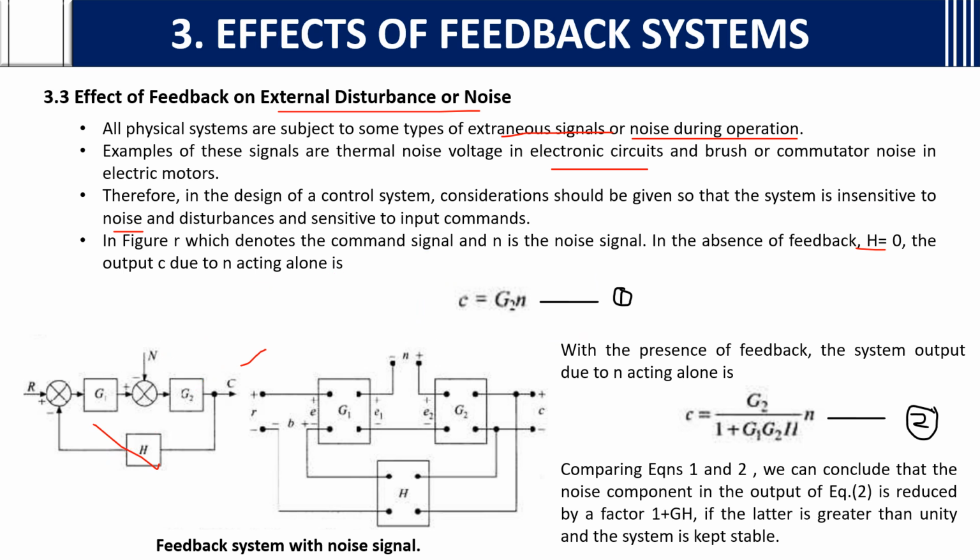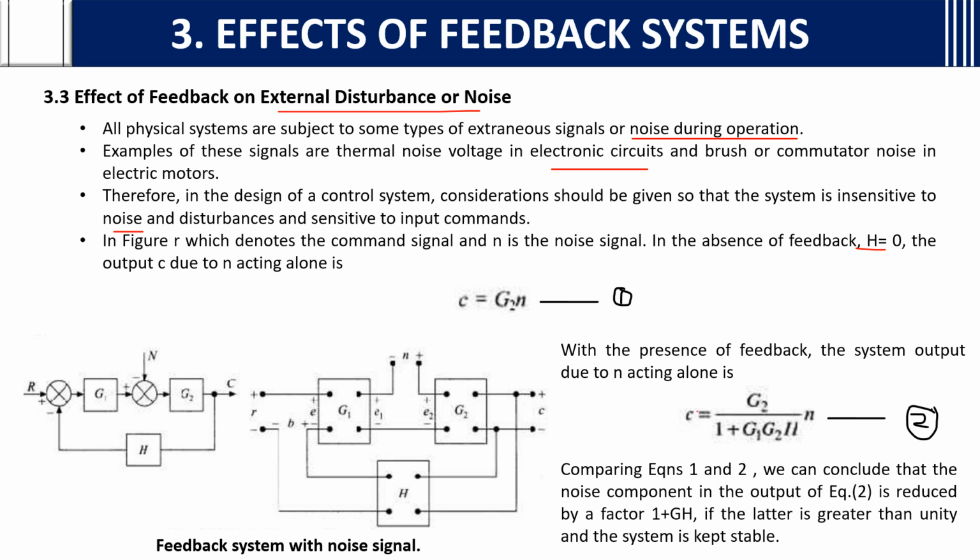Then, with the presence of feedback, the system output due to N acting alone is C equals G2 by (1 plus G1 G2 H) into N. The G2 N is the same for both, but there is also a feedback term present, that is 1 plus G1 G2 H. G1 and G2 are in series, so in control systems we multiply them, and H is the feedback. You need to know how to write these equations.